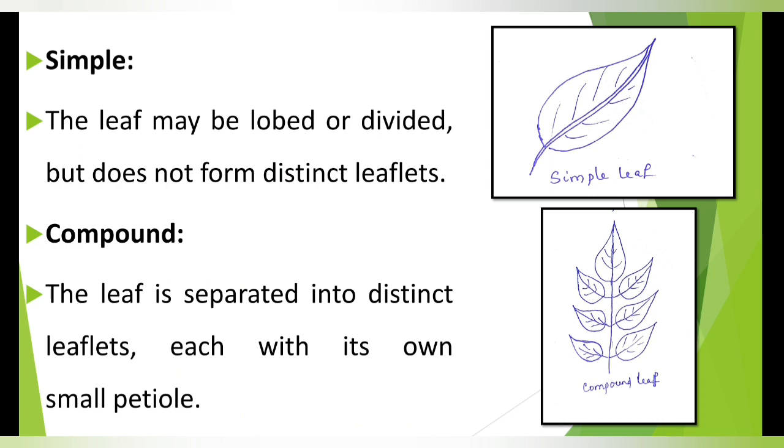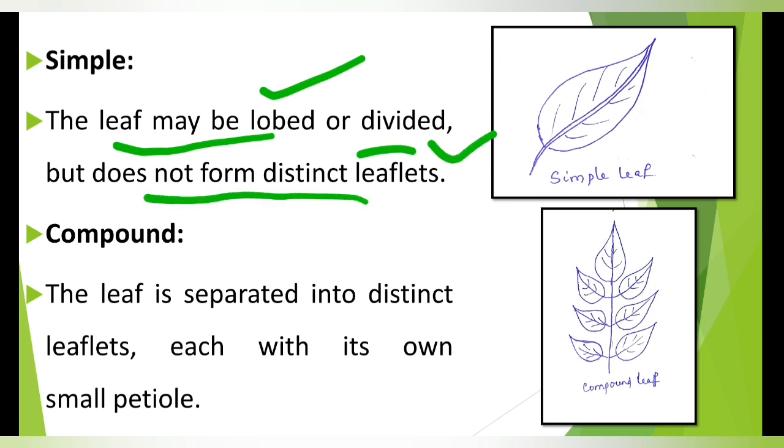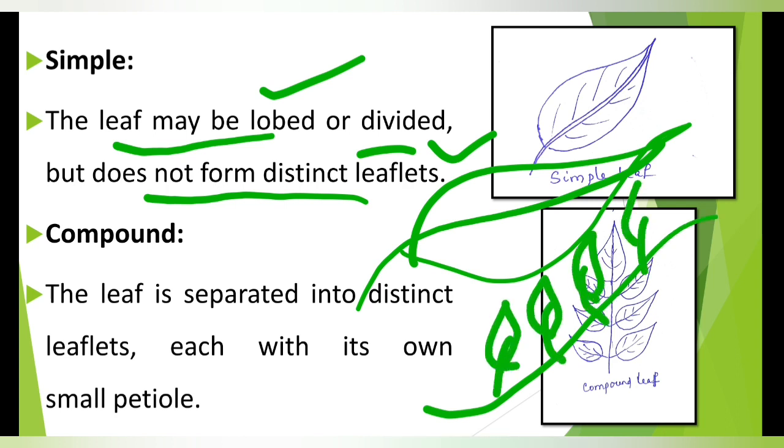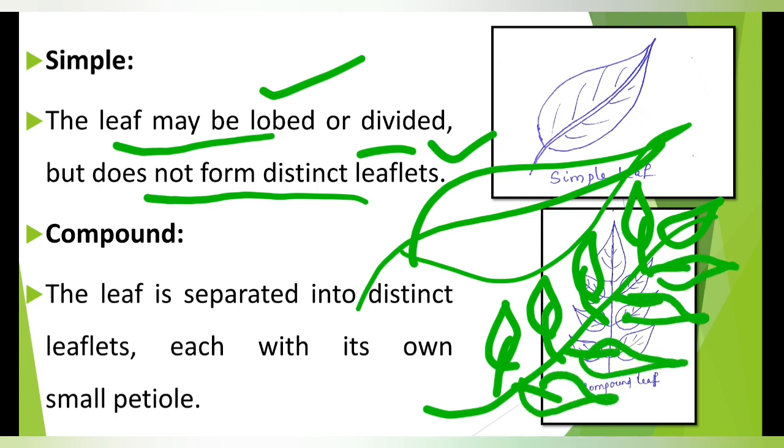Then simple leaf and compound leaf. Simple leaf, where the leaf may be lobed or divided but does not form distinct leaflets. The whole leaf is not divided into any leaflet, but in case of compound leaf, the leaf is separated into many leaflets. This is your compound leaf, where the leaf is divided or separated into many leaflets. It is the compound leaf, it is the simple leaf.